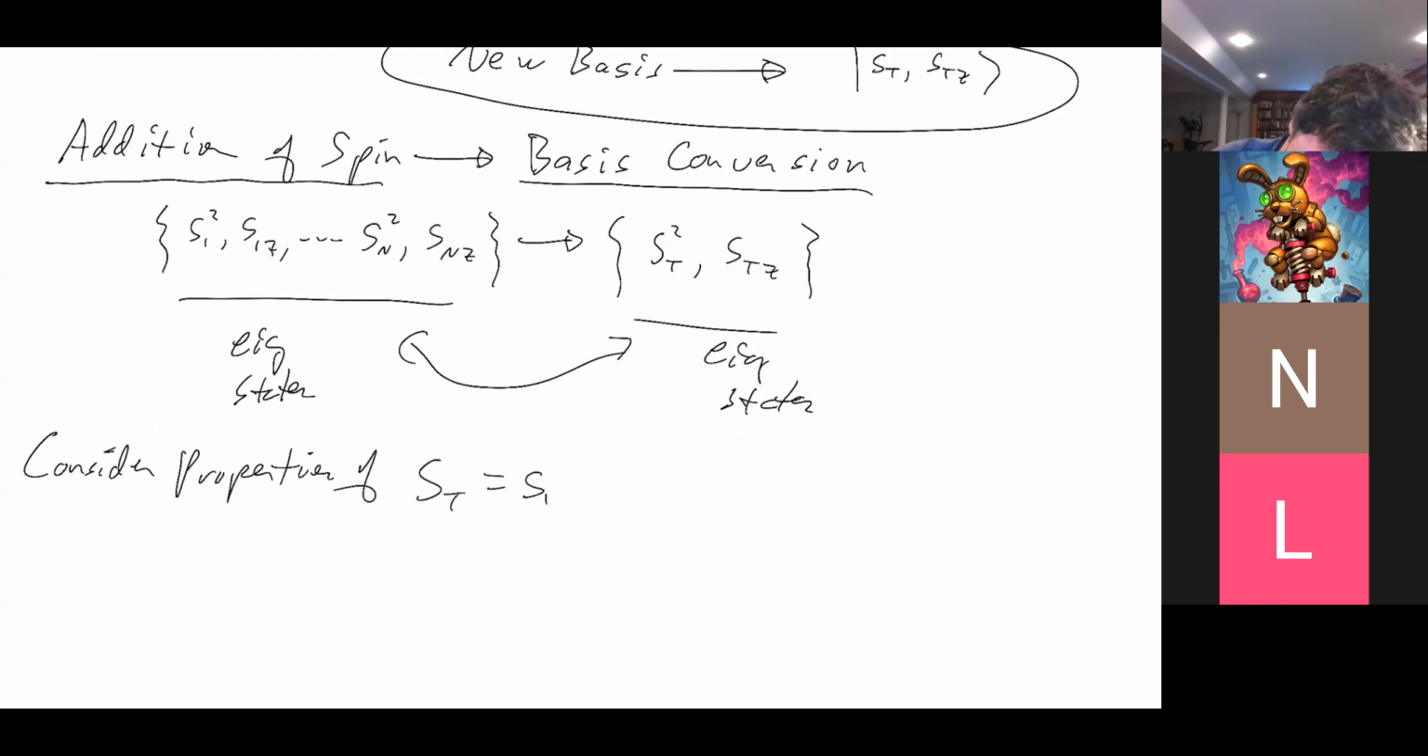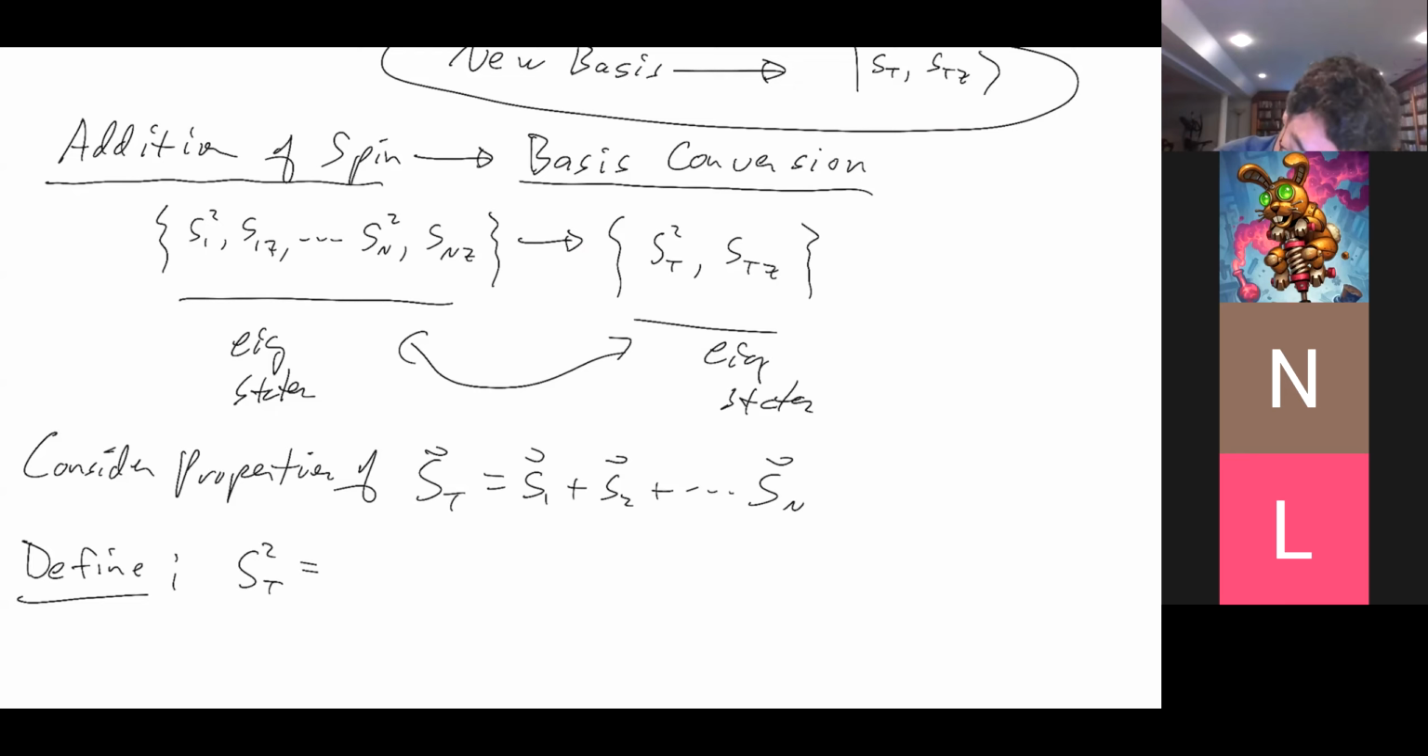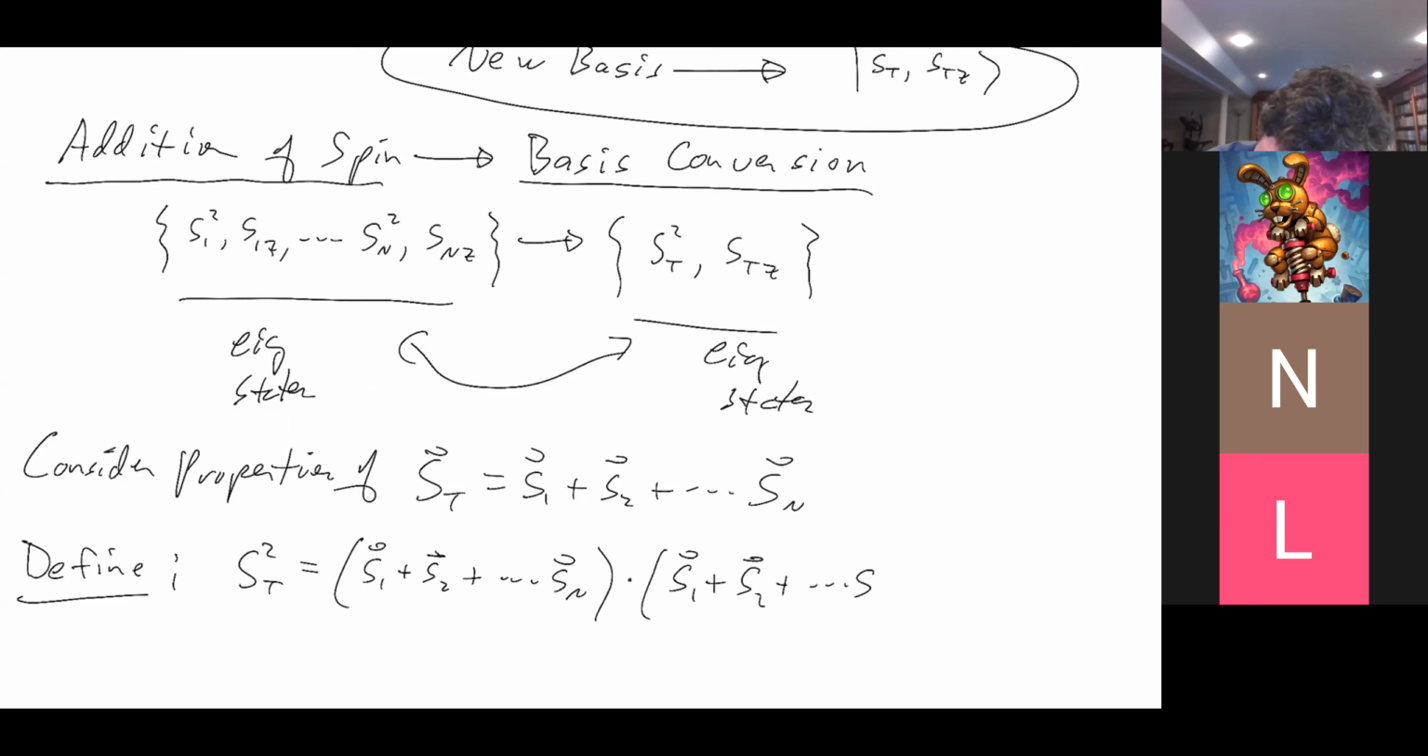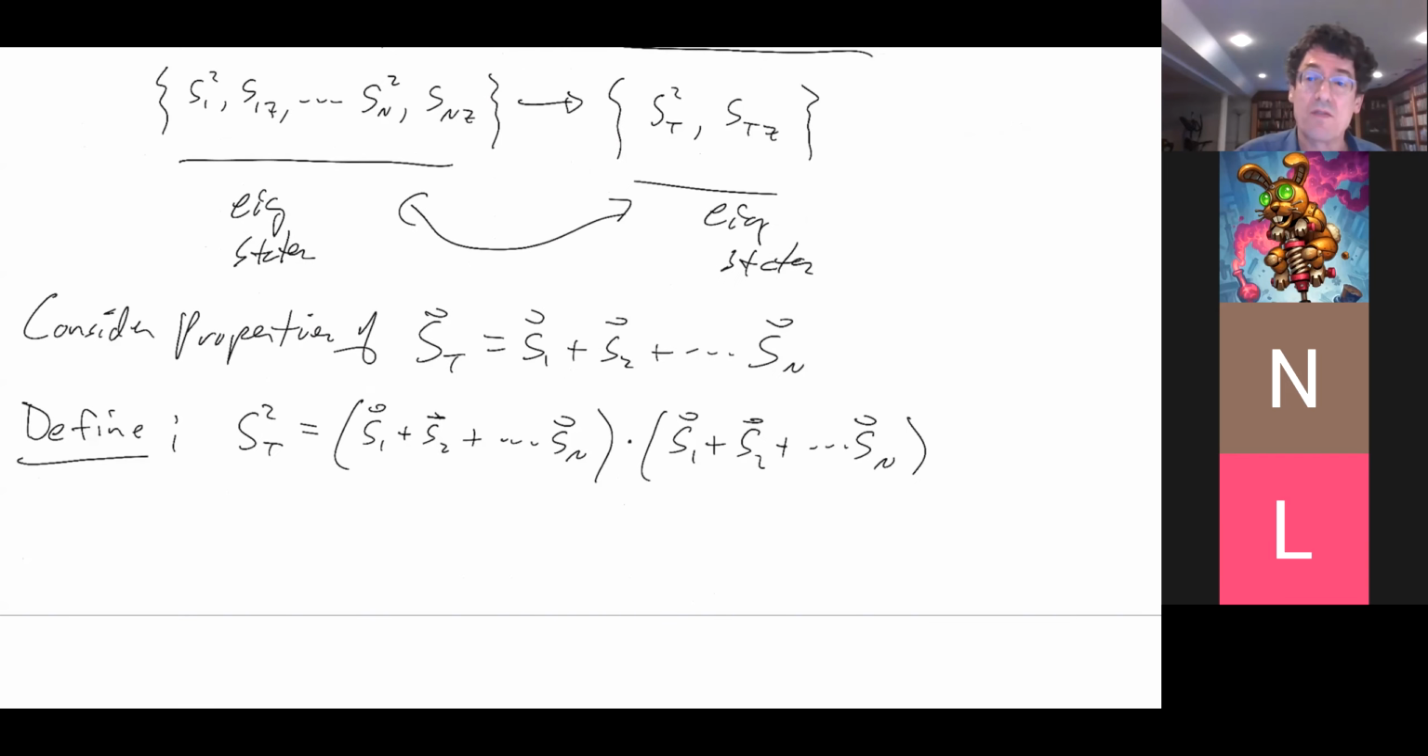S total equals S1 plus S2, etc. So this is the spin. The total spin operator is just an addition of all the spin of all the different particles. We just add them up. But then it turns out that we can define the total spin squared, and the total spin squared is just S1 plus S2 plus Sn dotted into S1 plus S2 plus Sn. And that's the definition of S squared. It's the same as the classical definition. And then we can also define S total Z, which is just the sum of all the Z components of the spin of all the particles.